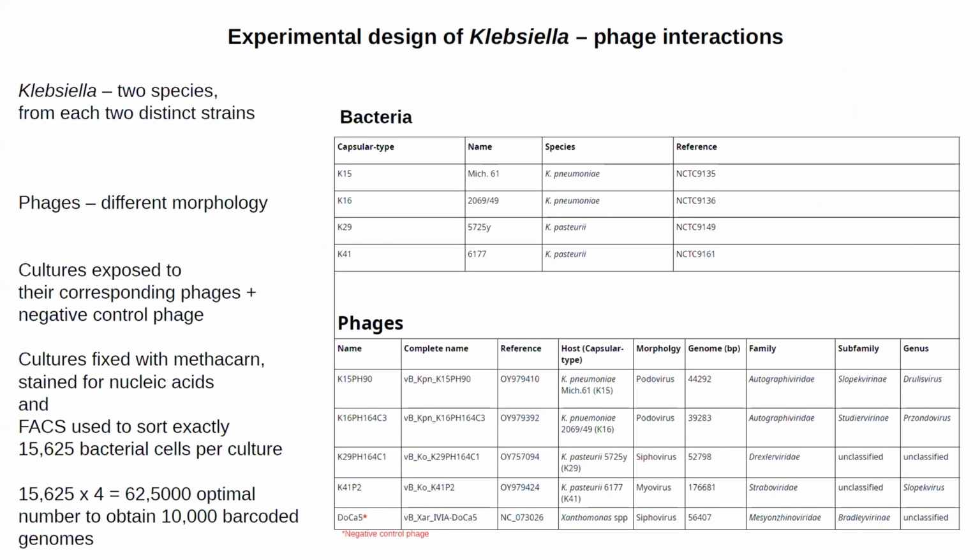In our experiment, we used Klebsiella phage interactions. Our objective was to test whether this assay is able to distinguish between 2 different species and strains. So we had 2 different Klebsiella species and 2 different strains of each of these species. And we had phages of different morphologies. We exposed the strains to the phages and did the control infection experiment. And we also added some negative control phage. This is also very important, because just imagine in the natural environment, you can have some accidental phages which are attached, but actually do not enter the cell.